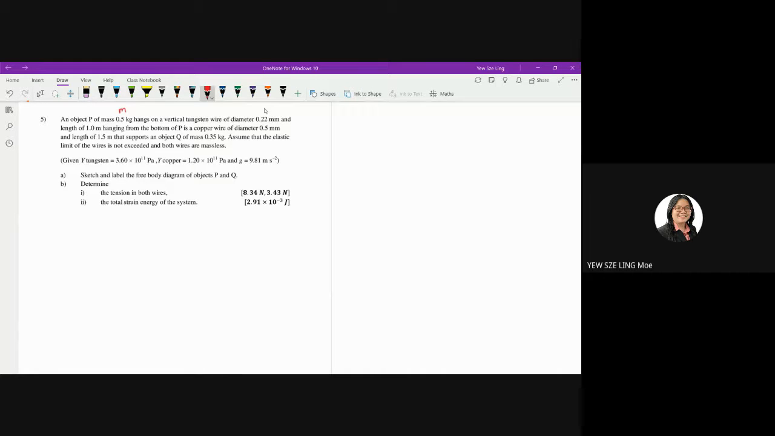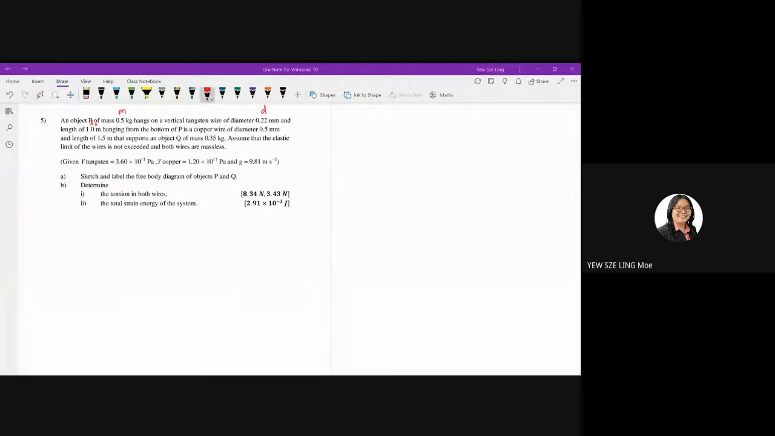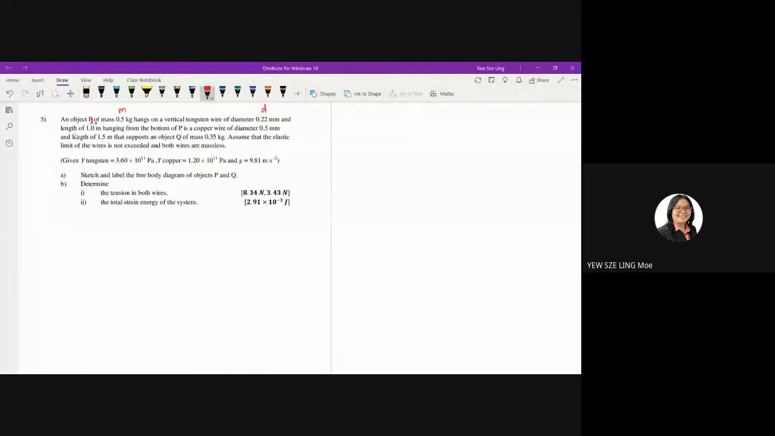hangs on a vertical tungsten wire of diameter, again you are given the diameter, and the length of 1 meter. So you are given the original length L naught. Hanging from the bottom of P is a copper wire of diameter 0.55 mm and the length of, okay, so now you have 2 wires. Okay, you have 2 wires. So both of them, they are being joined together. Okay, so an object P hangs on the vertical tungsten wire. From the bottom of P is another copper wire of diameter 0.5 mm and the length.